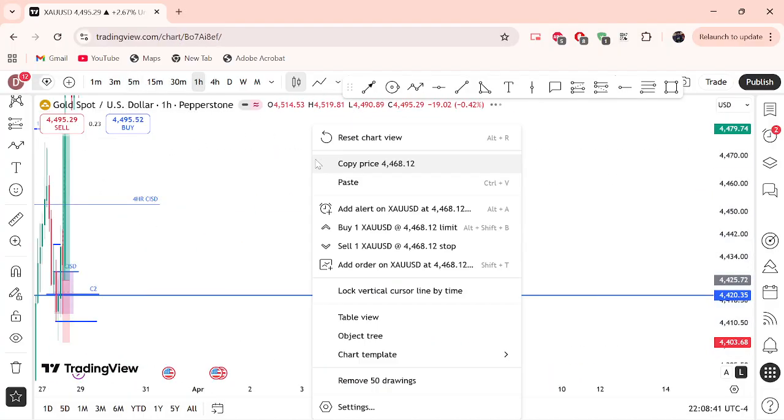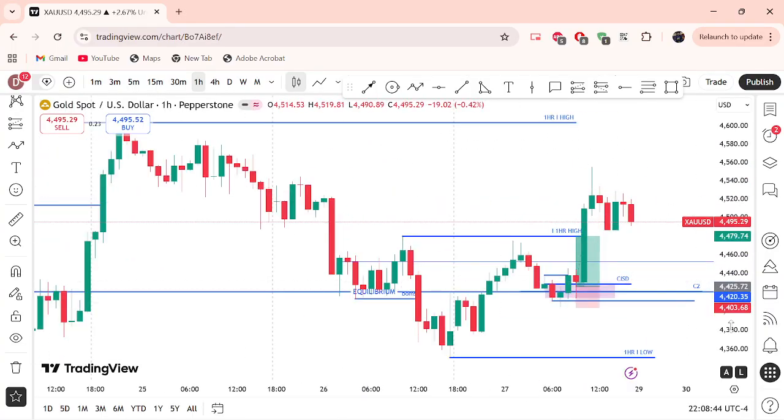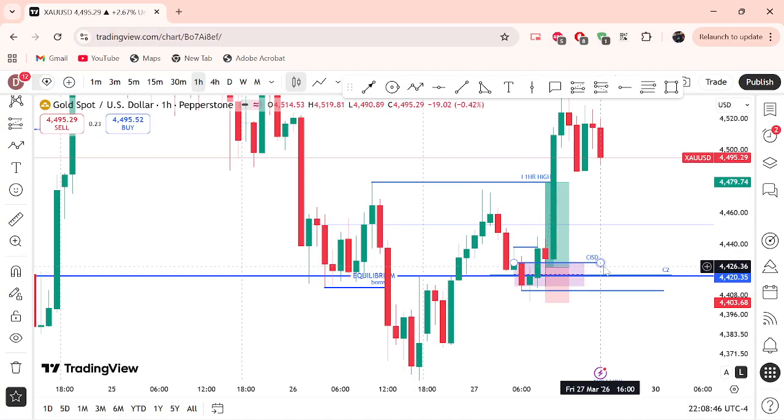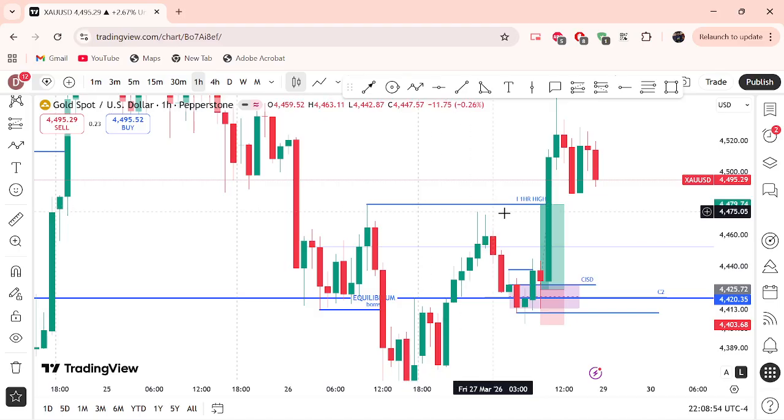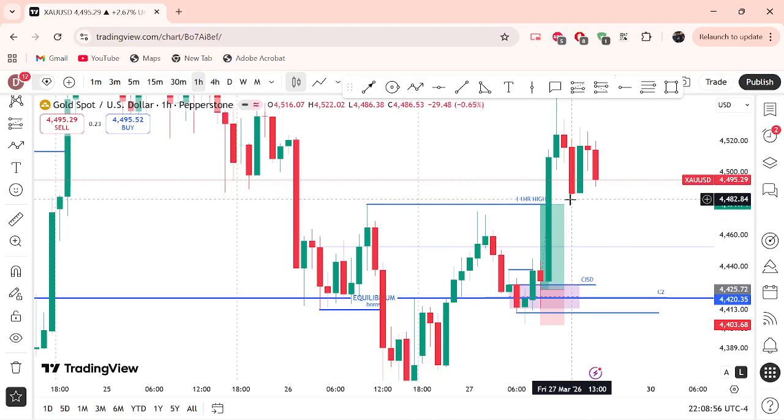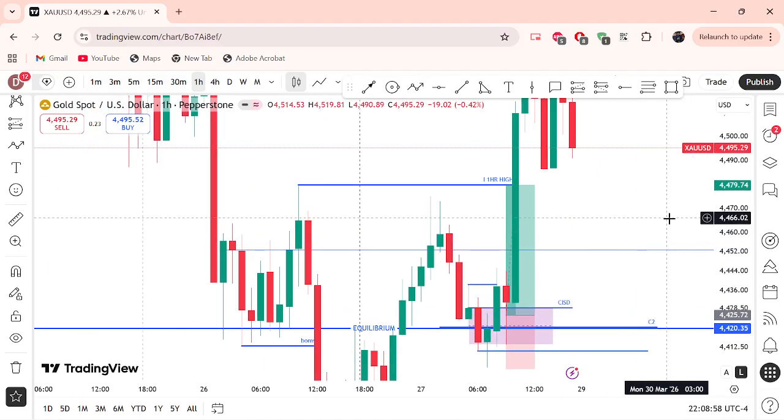But my confirmation was this 1 hour CSD. So I took the trade from there. It was a nice trade. My stop loss was here, and my TP was just above these highs. That was enough for me. So this was my second trade.